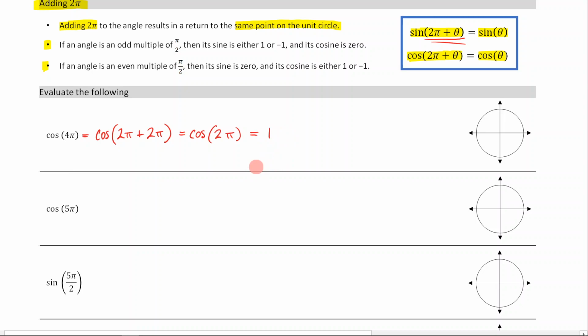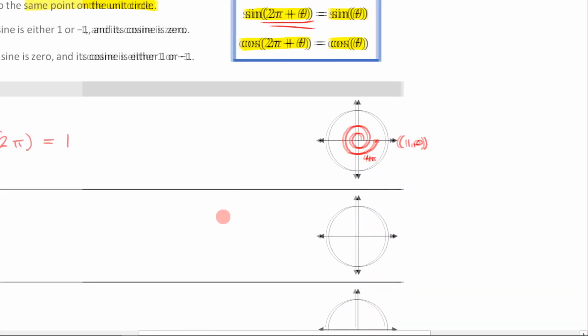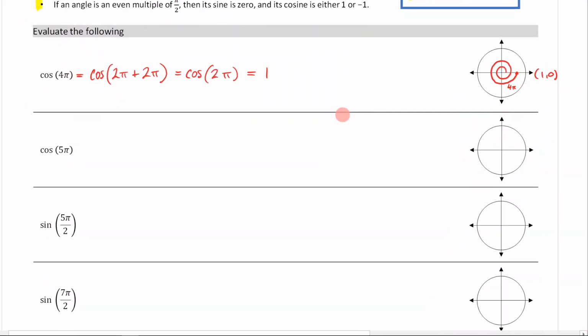Let's now really think about what we're doing here, and I might just zoom into this unit circle. If I go around once, that's 2 pi. If I go around another time, that's now 4 pi. And as you can see, I've arrived back at where I started. We know the position here is (1, 0), and if we're looking at cos, we're looking at our x value. So therefore, it's just going to be 1. And that's how we think about it.